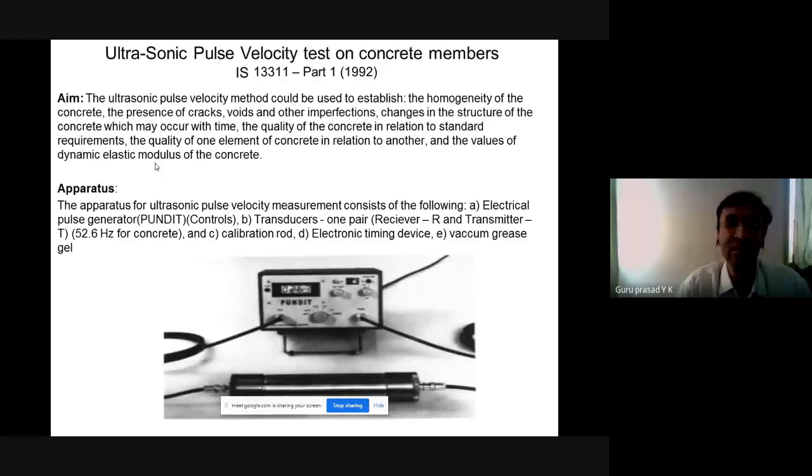And the second case is that you would see honeycombing in concrete. In such cases, what happens? The concrete quality comes down, and so does the load carrying capacity of the member.